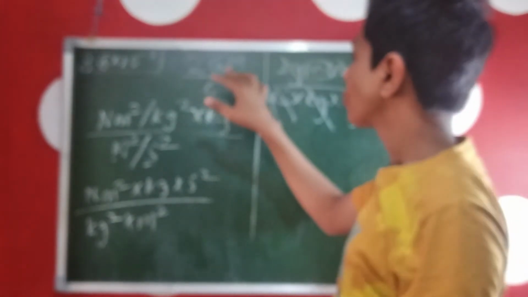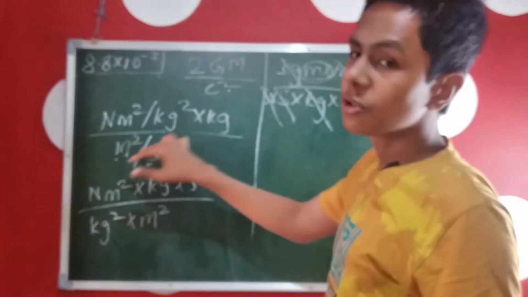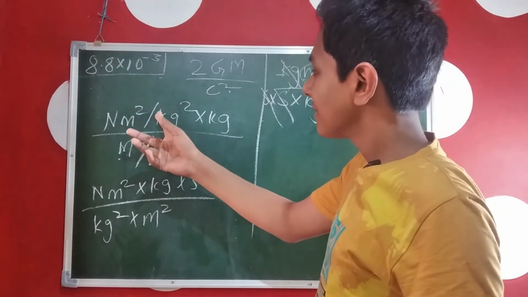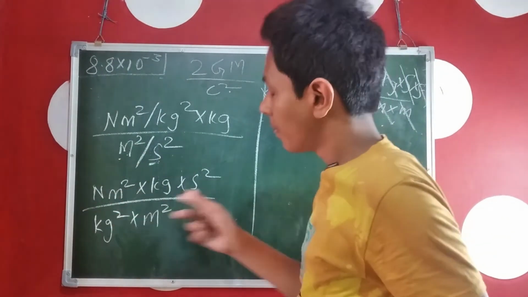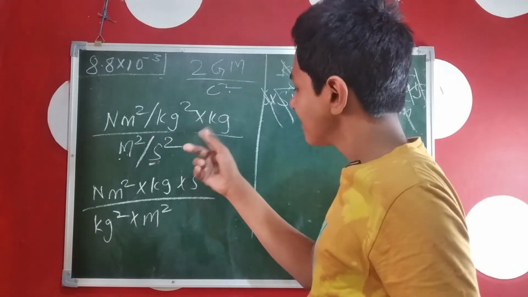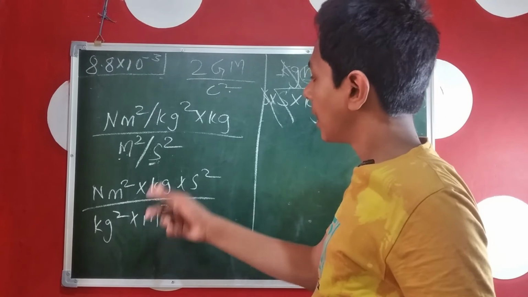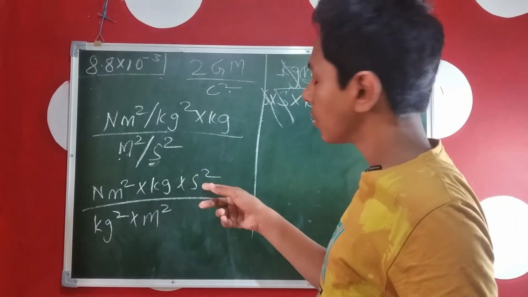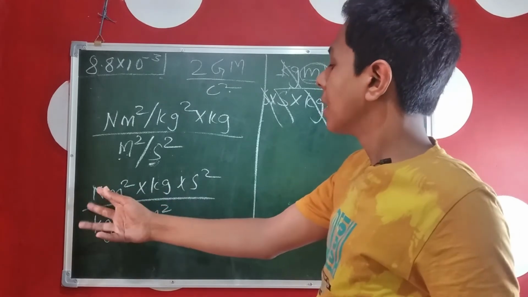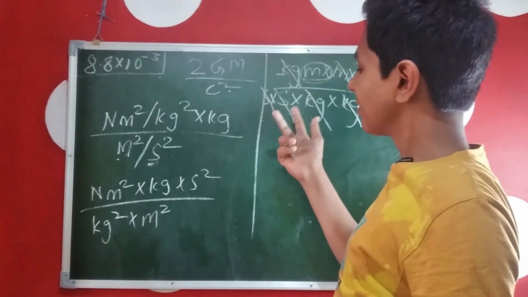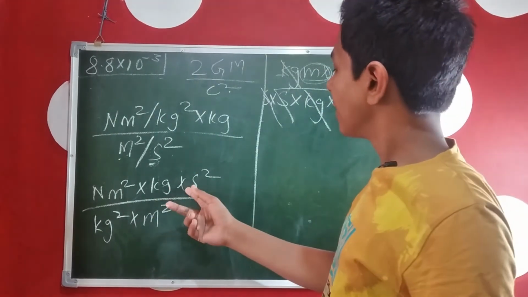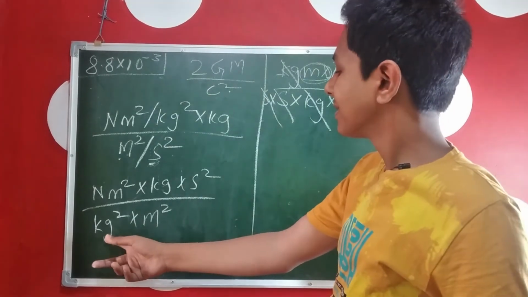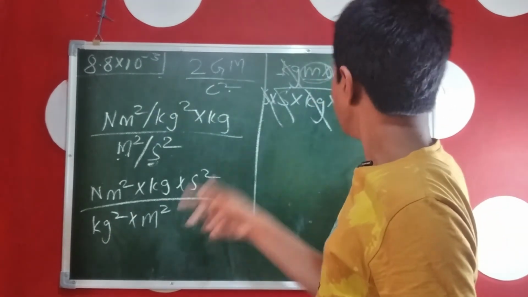Are you getting it? 2GM by c square: meter square per kg square, M kg. C square is meter square per second square. As it doesn't divide, it will go down to the denominator. So Newton meter square per kg square into kgs and meter square, and it doesn't divide second square, so it will go to numerator. And now I will simplify Newton as kg meter per second square and kg, and the second square, second into second. As this is kg square, kg into kg, and meter square, meter into meter.